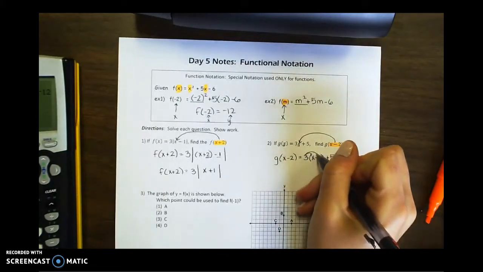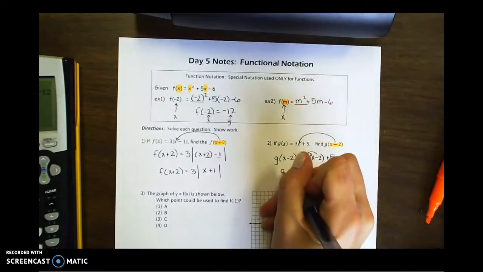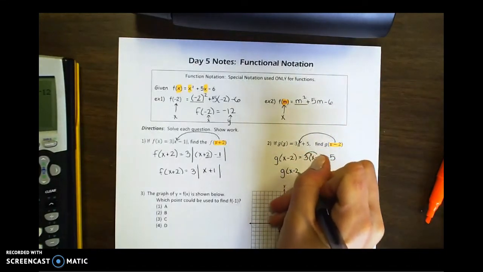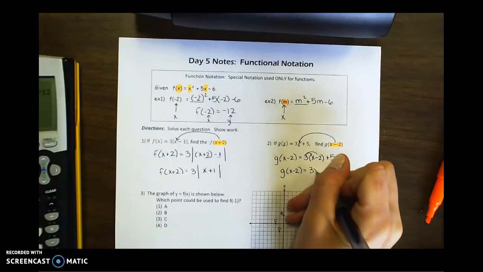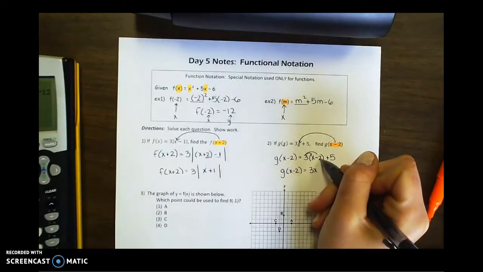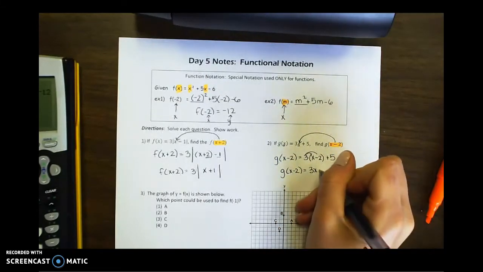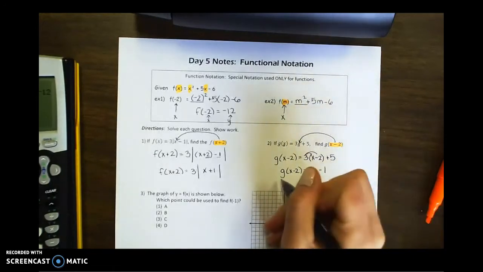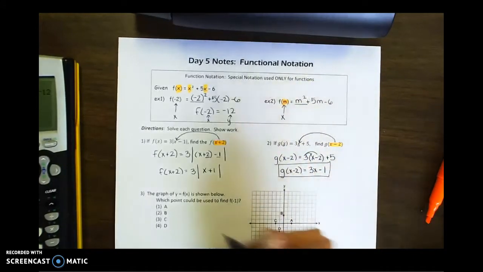Okay, now let's distribute and let's simplify. So g of x minus 2 equals 3x. So that would be -6 plus 5, which would give us a minus 1. And that would be our final answer.